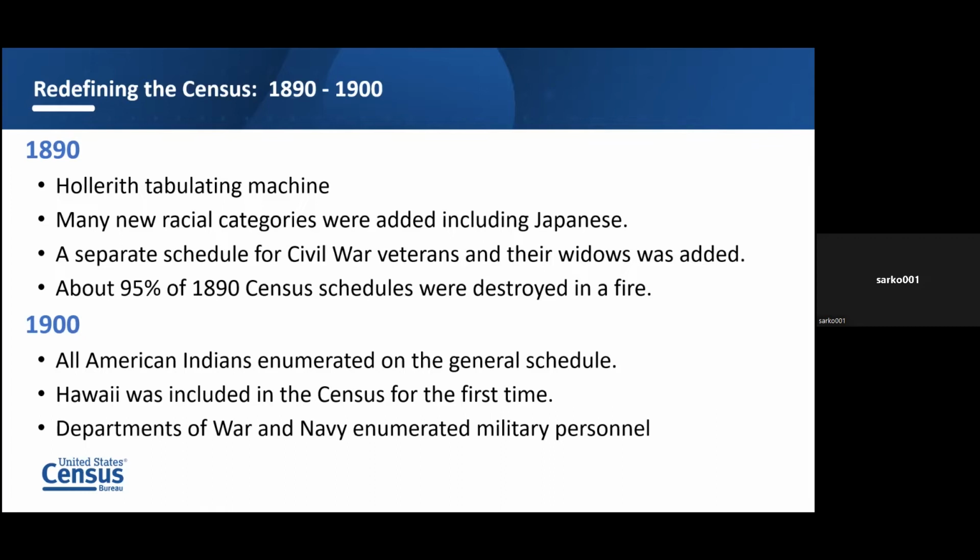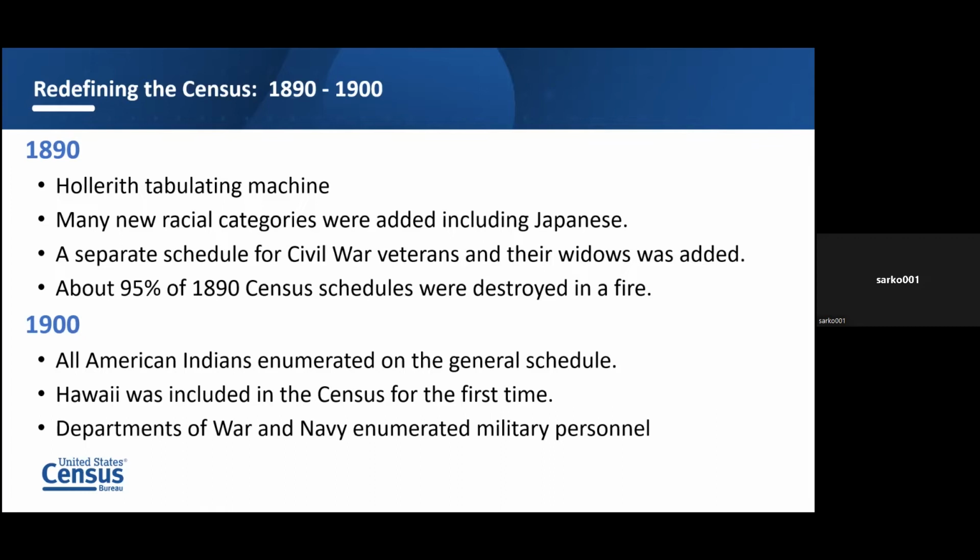The 1900 census was the first time we enumerated all American Indians on the general schedule. Hawaii, which had been annexed in 1898, was included in this census for the first time. We also started enumerating soldiers and sailors who may not be here. They were enumerated by the Department of War and the Navy.